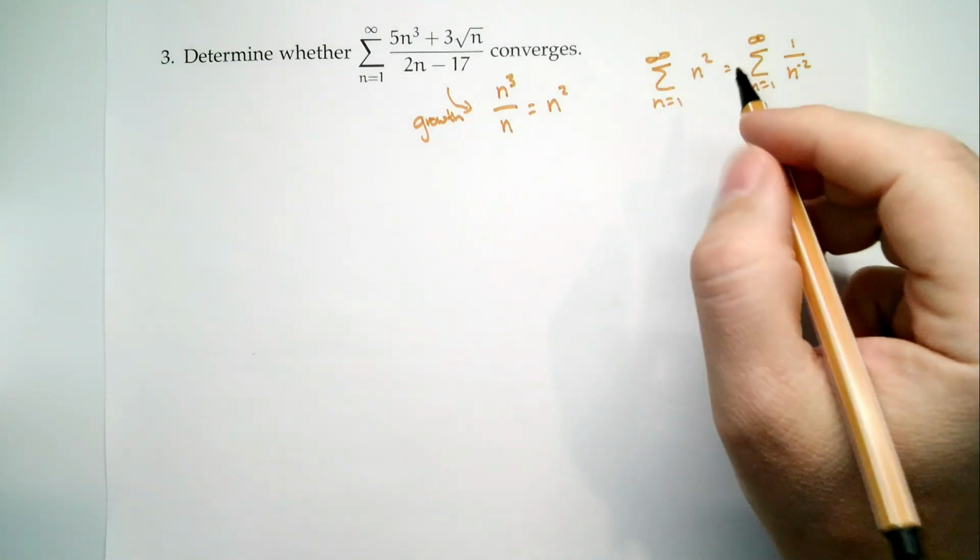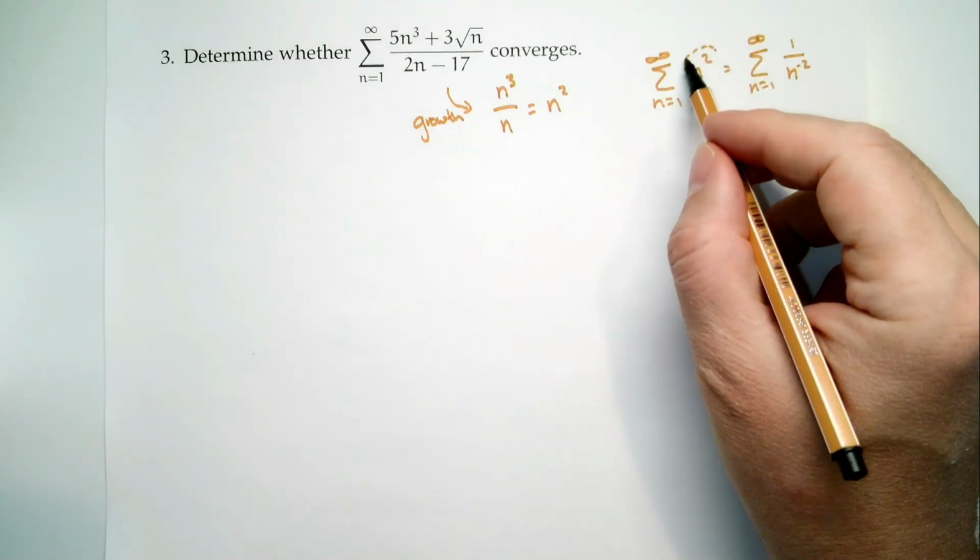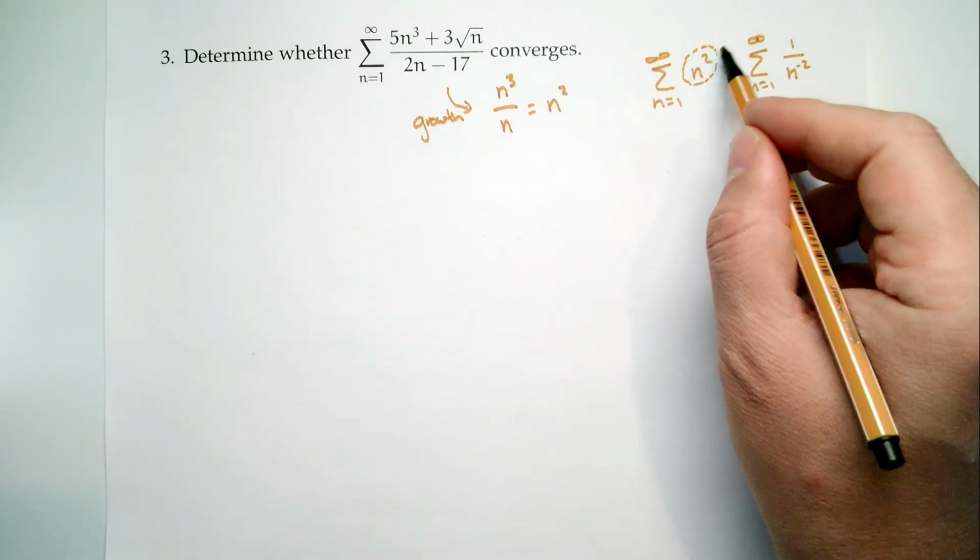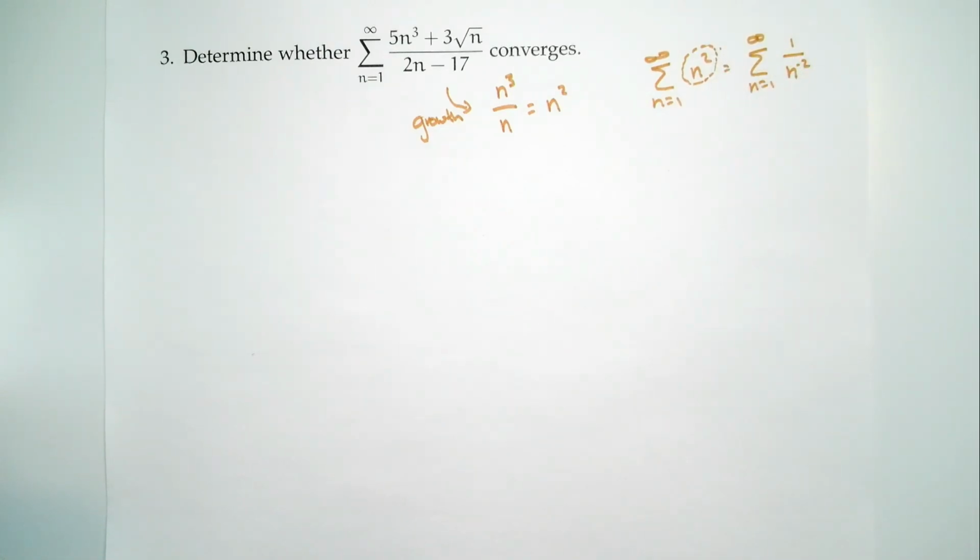Okay, but actually there's an even simpler reason why this diverges. Do you see what's wrong with this sum? If you start adding up n squared, you get 1, next time you get 4, and then 9, then 16, then 25. The terms are getting bigger and bigger and bigger. So these terms get arbitrarily big. Well, you can't converge if they get arbitrarily big, right?